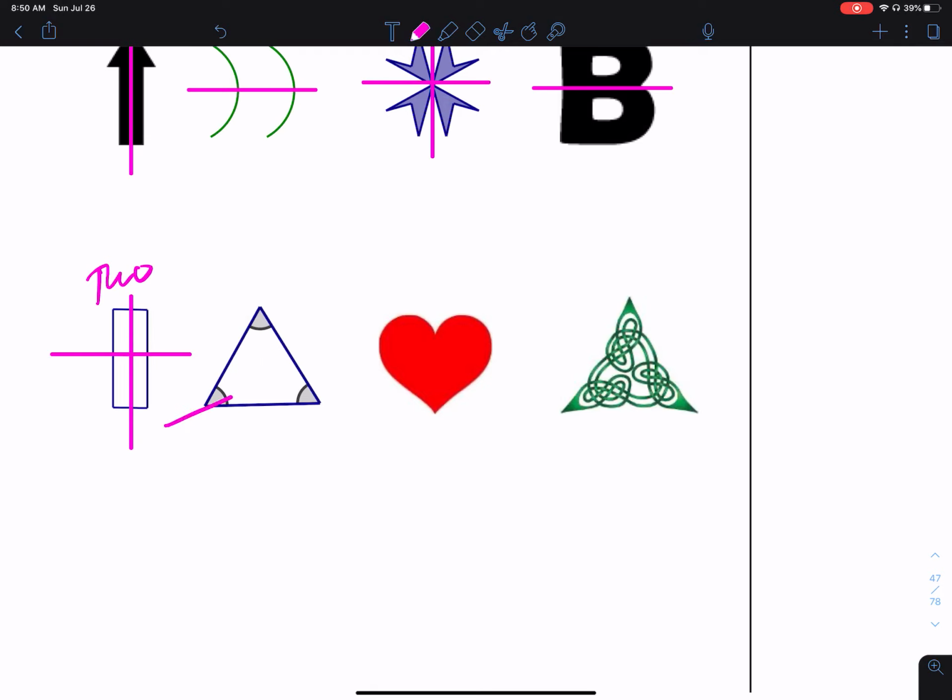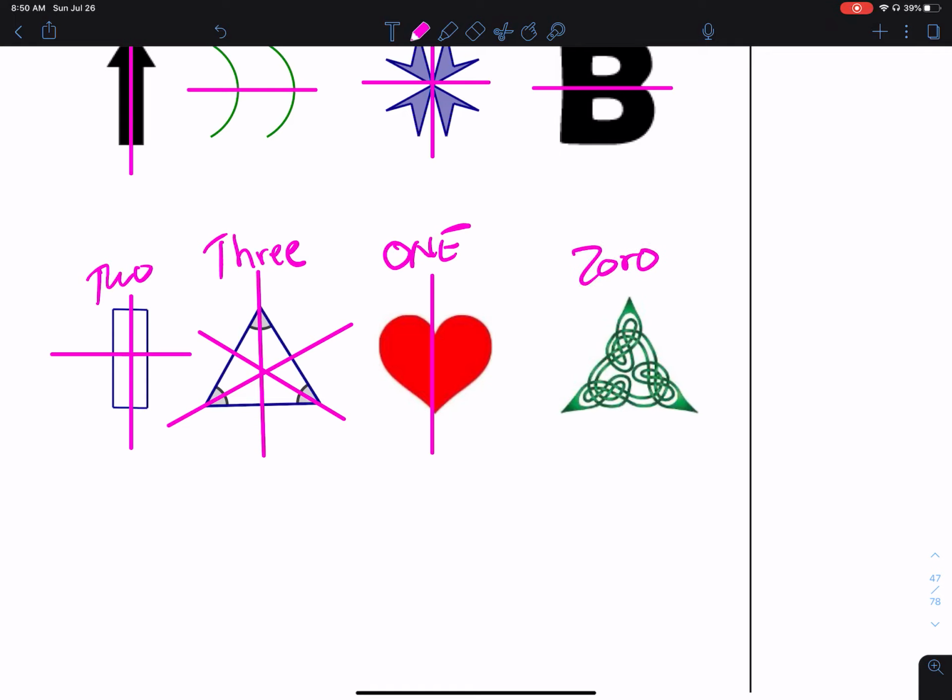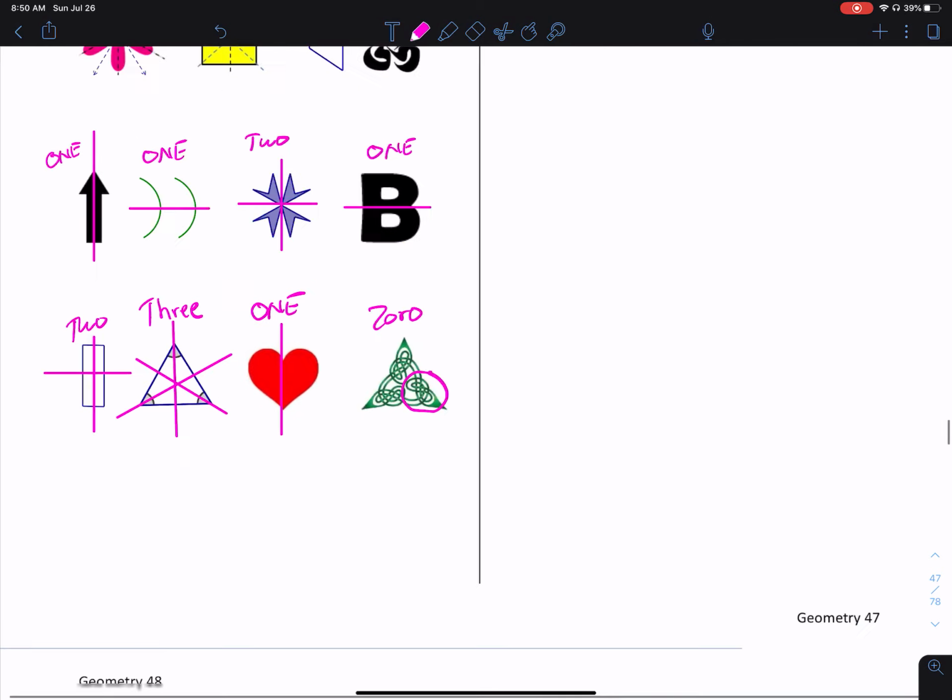This triangle has 3. If you draw the altitude of each of these angles, each of those is going to be a line of symmetry. This heart has 1, a vertical going down through the center, 1 line of symmetry. And this funky thing has 0. If you look at the way this is designed, there is not symmetry on any of those corners.